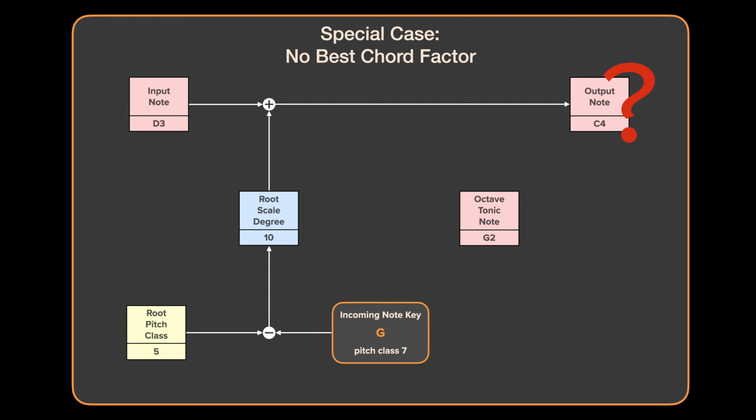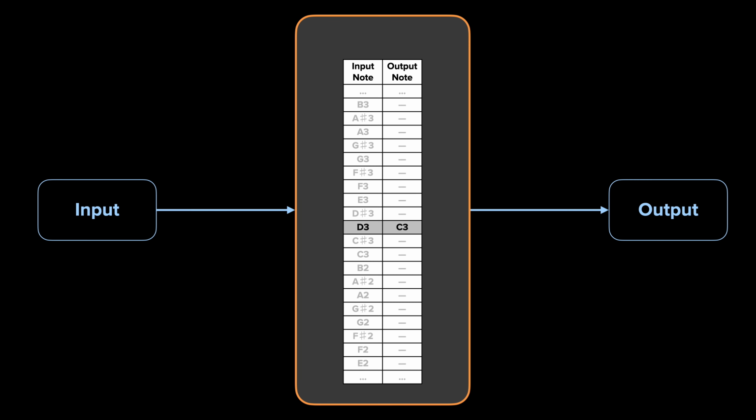Wait a minute. We wanted to play a note in the same octave as the input note. That octave begins at the octave tonic note, G2. C4 is more than an octave above G2. For some reason, in this special case, Harmonize never even consults the octave tonic note. Another defect, I suppose, but like I said, I don't think this scenario can actually happen. Now we know everything there is to know about how Harmonize handles note-on messages from its input.